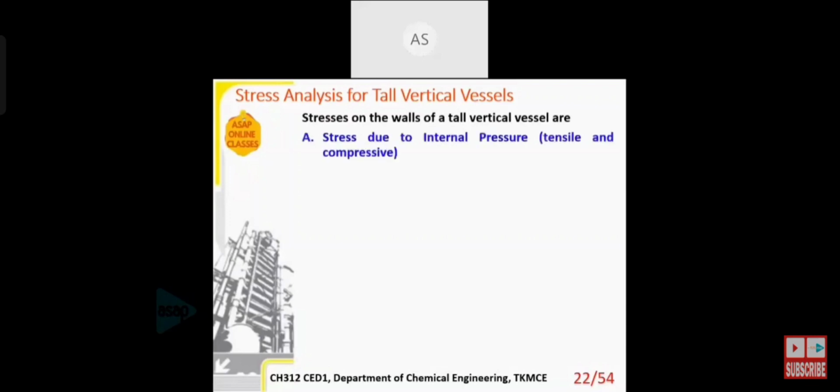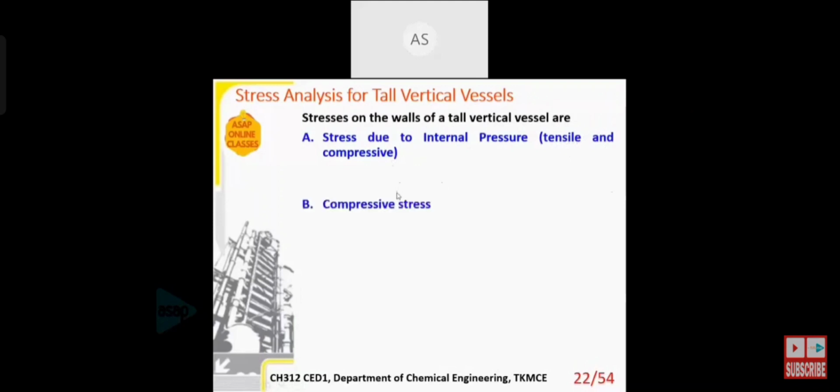One is the stress due to the internal pressure. Whatever fluid the pressure vessel contains will be under pressure, so that fluid will exert a pressure on the walls of the vessel. That is called the stress due to internal pressure, and it can be either tensile or compressive in nature. Tensile is an elongating force. If you are pulling something by the ends, the resulting stress is tensile stress, and the opposite, when you are pushing or compressing something, gives compressive stress.